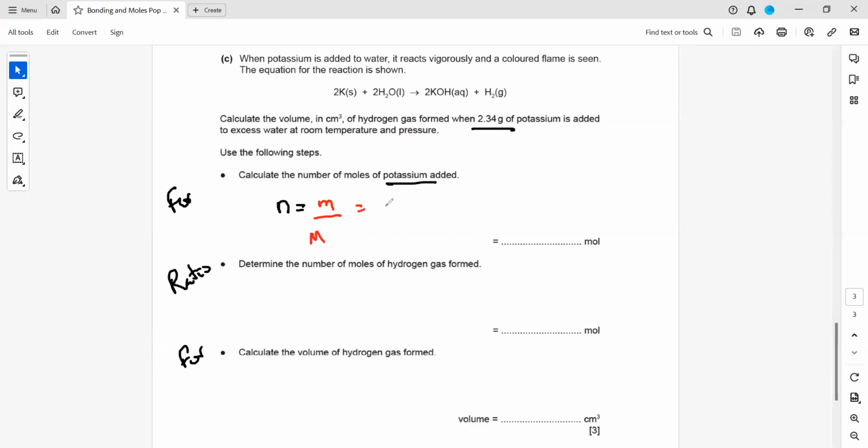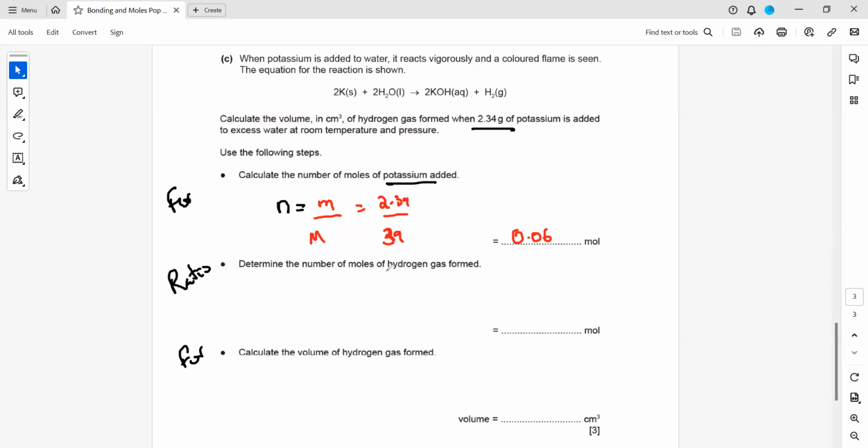Mass in grams is given, which is 2.34. And what about the molar mass of potassium? When you check the periodic table, it is 39. So it will be 2.34 divided by 39. What's the answer for this? You have 0.06. These are the moles of potassium.